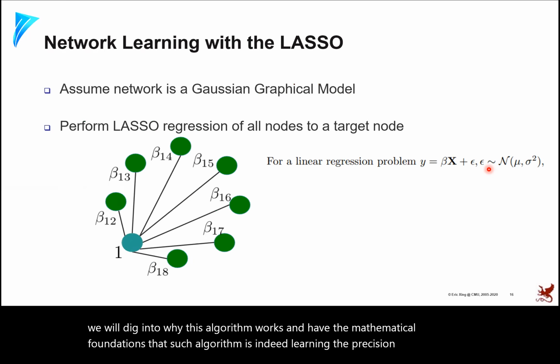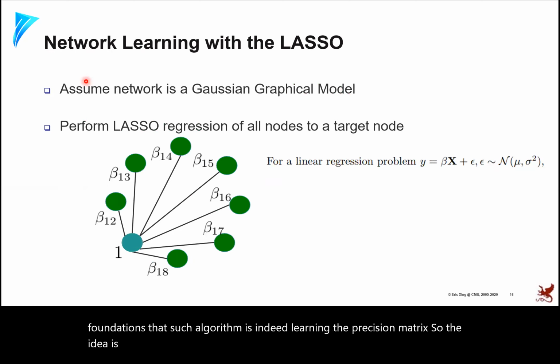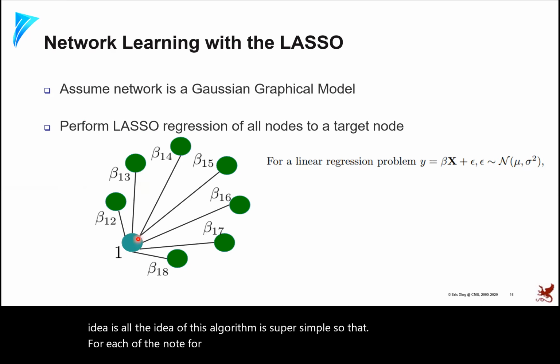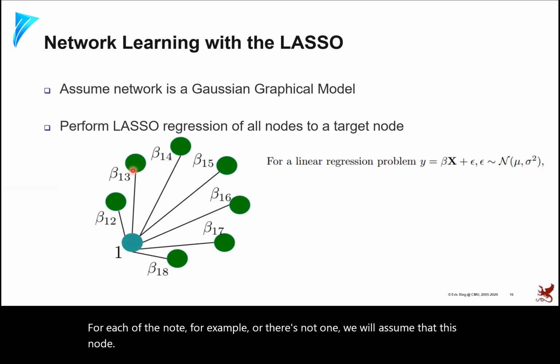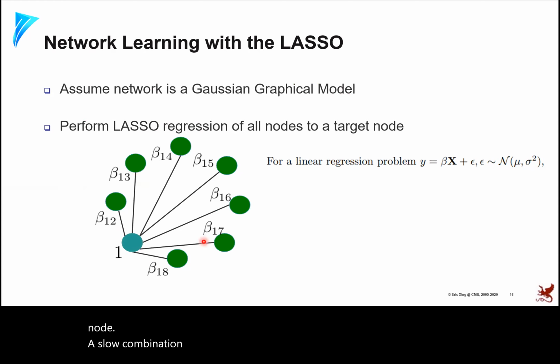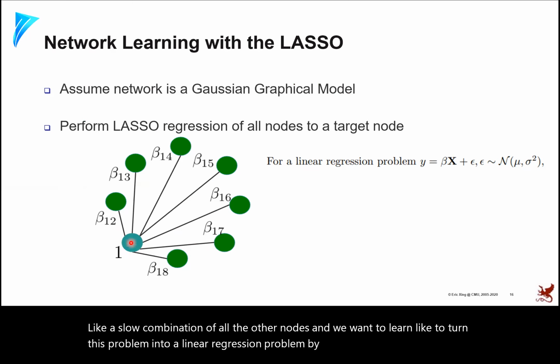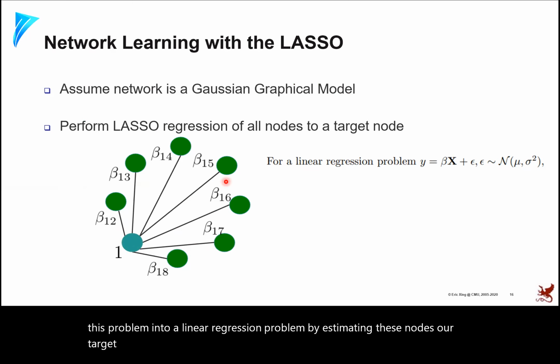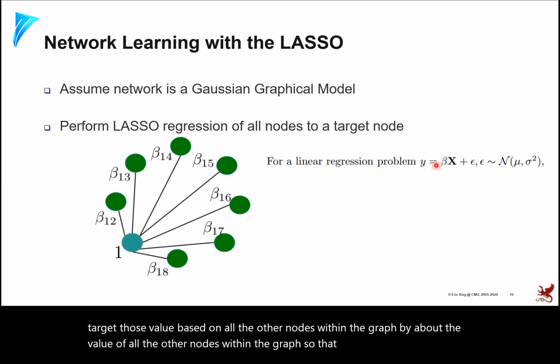The idea of this algorithm is super simple. For each of the nodes, for example this node 1, we will assume that this node is a combination of all the other nodes, and we turn this problem into a linear regression problem by estimating the target node's value based on the values of all the other nodes within the graph. So that is a simple linear regression problem, y equals beta x.